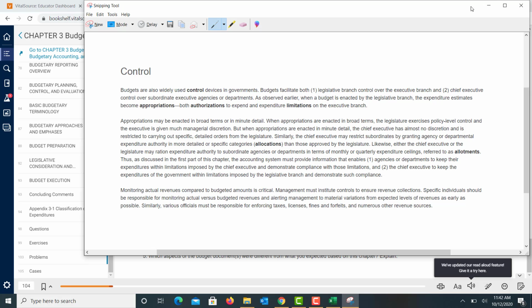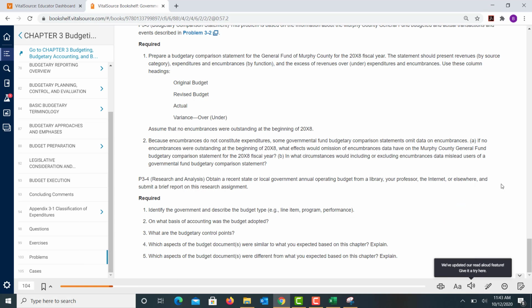So, what type of controls do you see in the budgets that you are reviewing for the city of your choice? So they should have it listed in their summary on how they control their budgets. And then you're going to talk about the aspect of the budget documents.